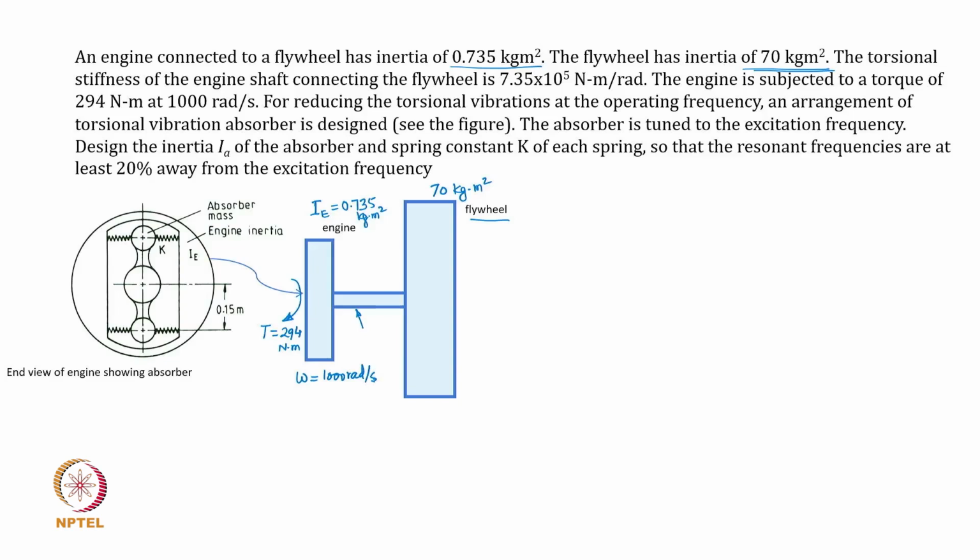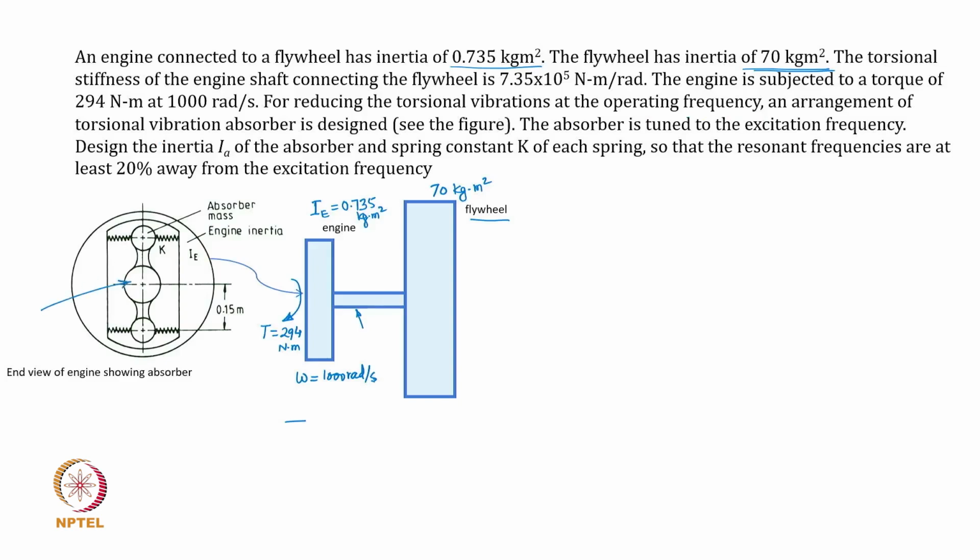Now here we are talking of a torsional vibratory system, not a normal linear vibratory system which we have been seeing. So this is nothing but a torsional vibration to be solved for. So for reducing the torsional vibrations at the operating frequency, an arrangement of torsional vibration absorber is designed. Now that design is shown here.